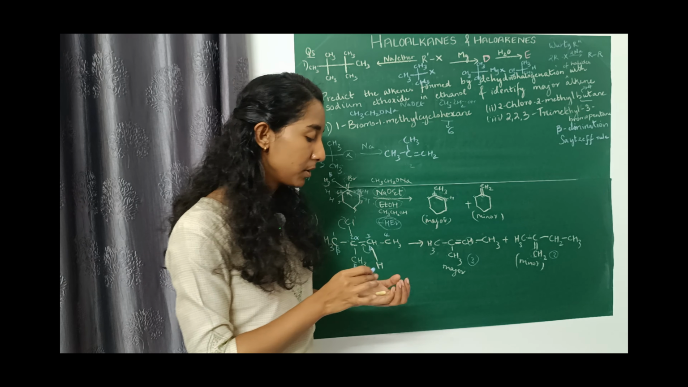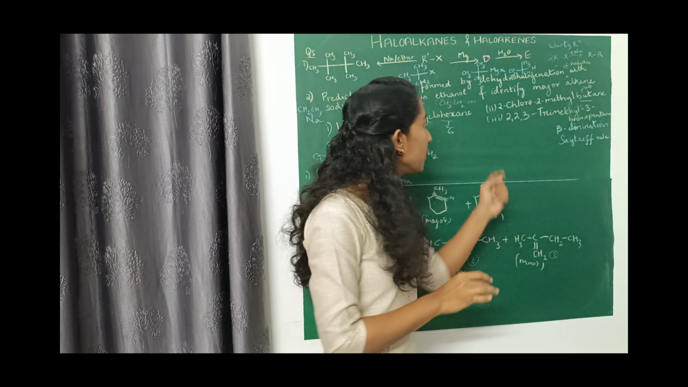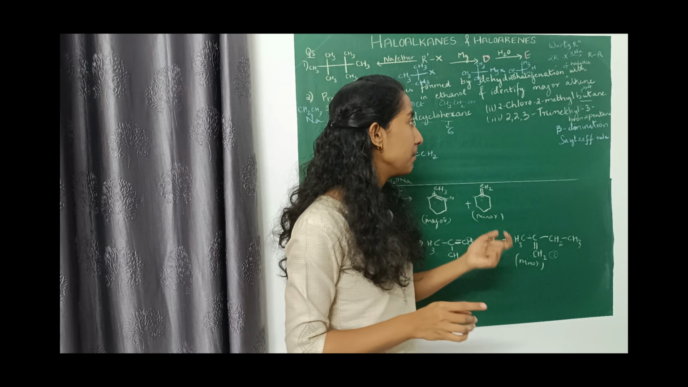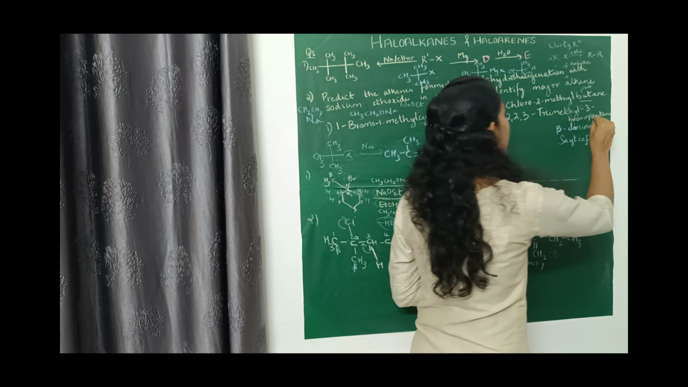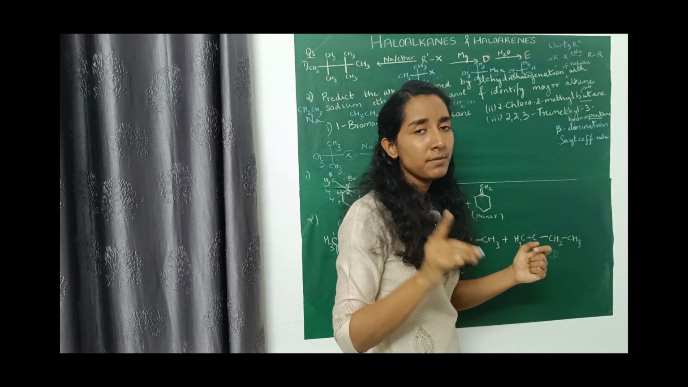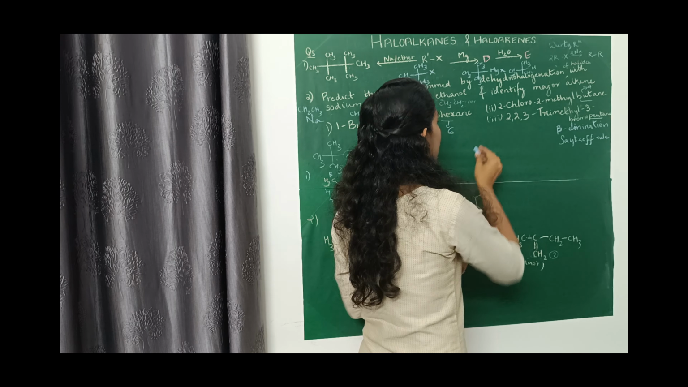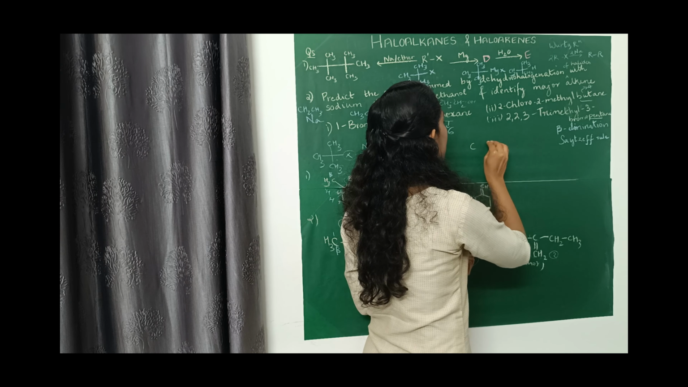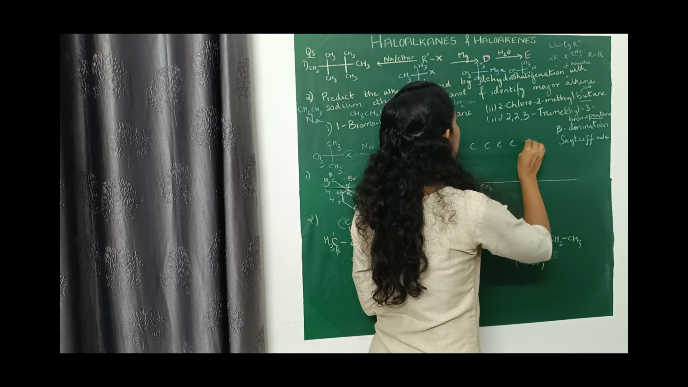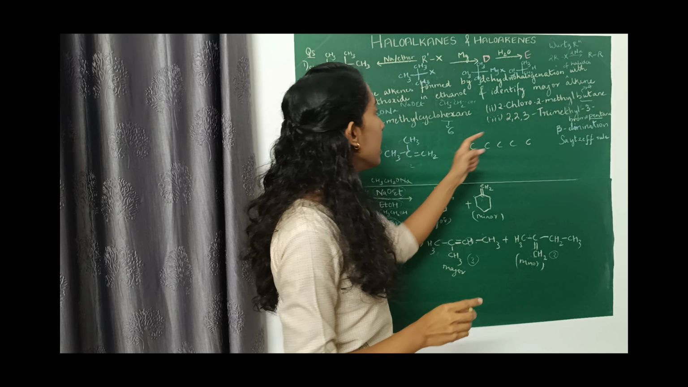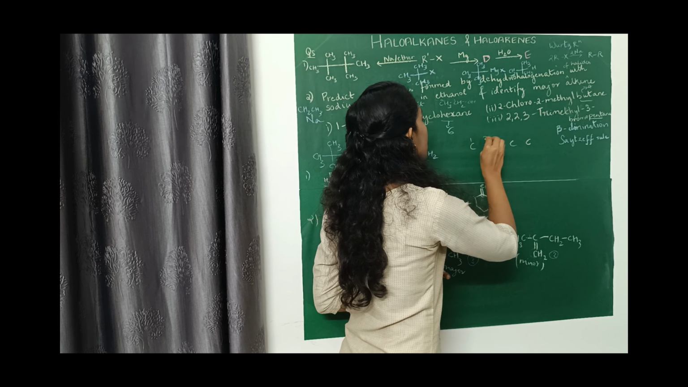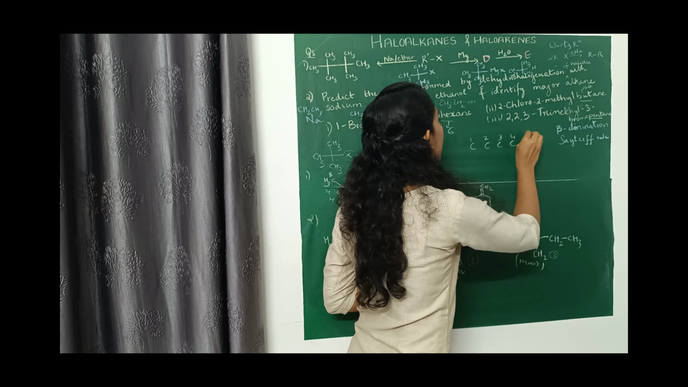Now let's look into the structure. 2,2,3 trimethyl 3-bromopentane. So what is pentane? Pentane is basically a carbon chain having 5 carbon atoms. So we will draw pentane: 1, 2, 3, 4 and 5.